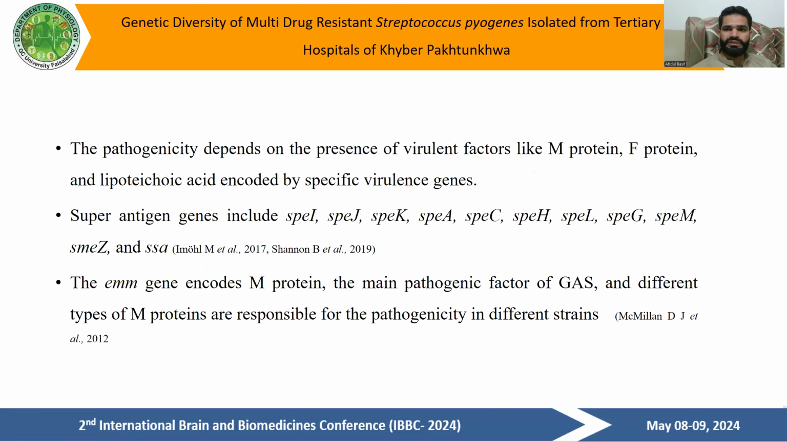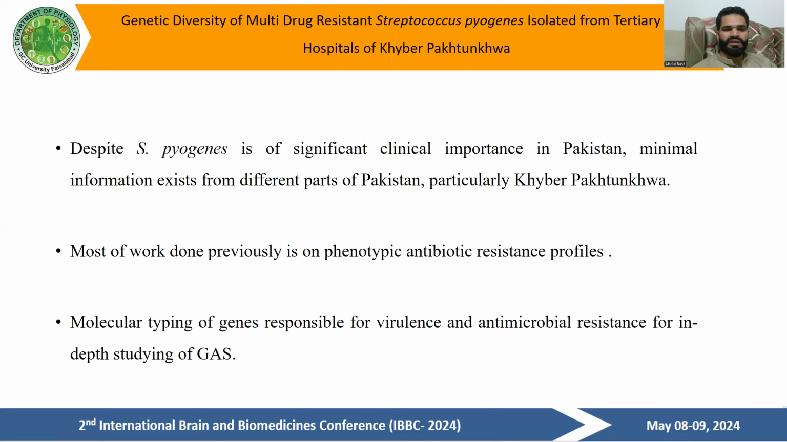The pathogenicity of GAS depends on the presence of different virulent factors like M protein, F protein, and lipoteichoic acid, which are encoded by specific virulence genes, also known as superantigen genes, which include the following genes. The M gene, which encodes the M protein, is the main pathogenic factor of GAS. The different types of M proteins are responsible for the pathogenicity in different strains.